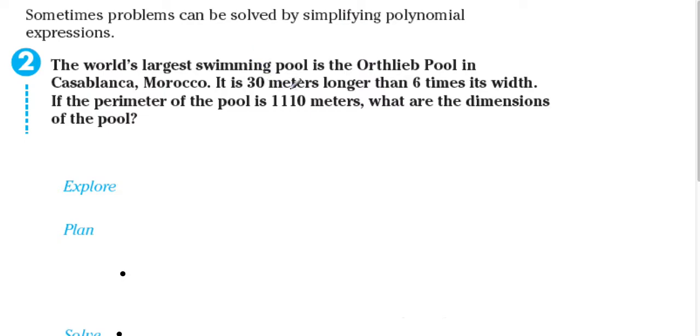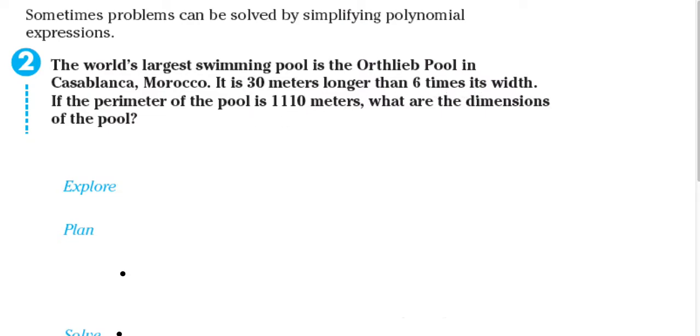It is 30 meters longer than 6 times its width. If the perimeter of the pool is 1,110 meters, what are the dimensions of the pool? So we are asked to find the dimensions of the pool, and it is said that the length is 30 meters longer than 6 times its width.